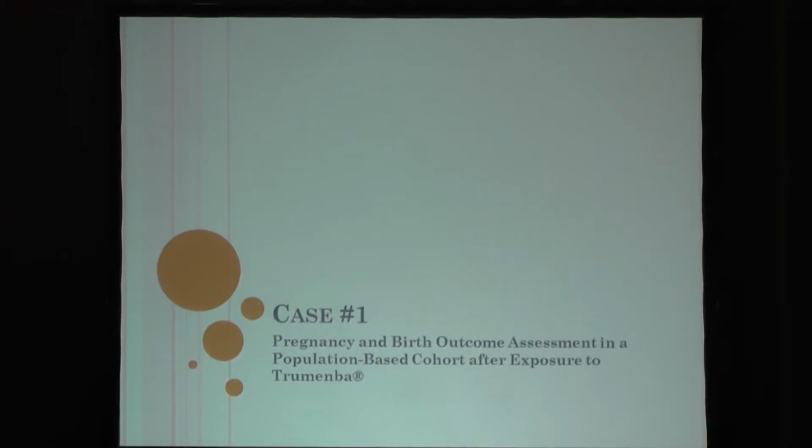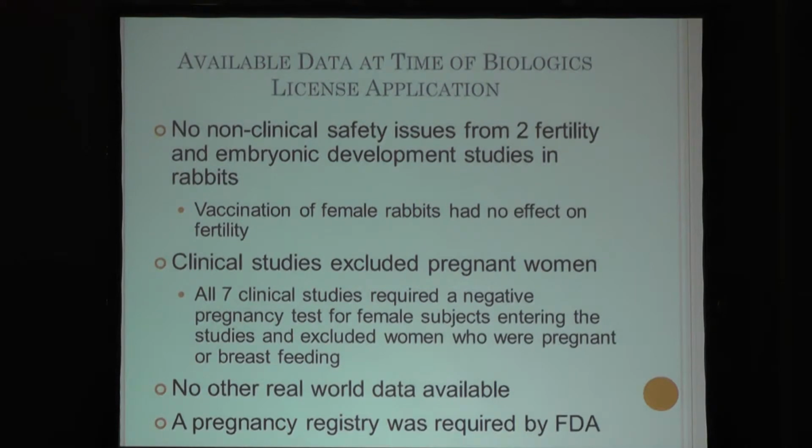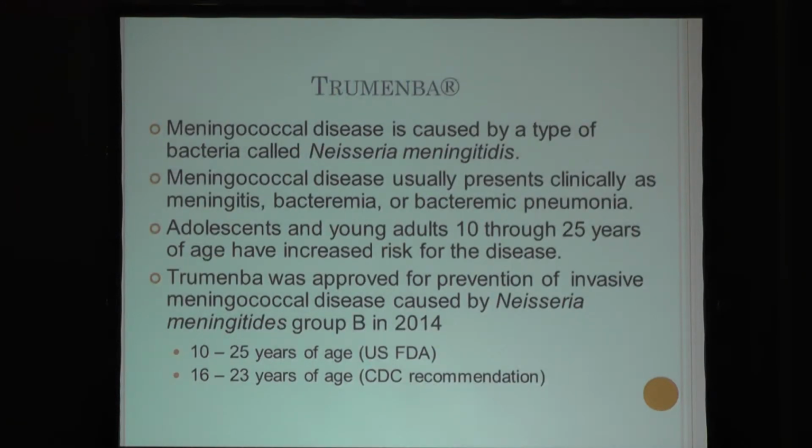Okay, so the first case study is called Pregnancy Birth Outcome Assessment in a Population-Based Cohort after exposure to Trumenba. Trumenba was approved for prevention of invasive meningococcal disease caused by Neisseria meningitidis group B in 2014. The indicated age is 10 to 25, and the CDC recommendation was 16 to 23.